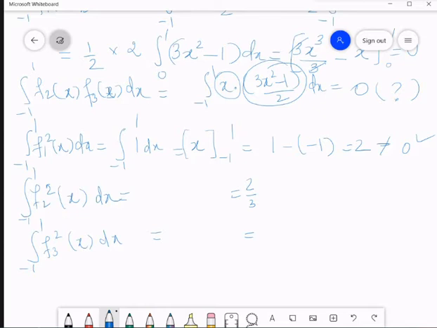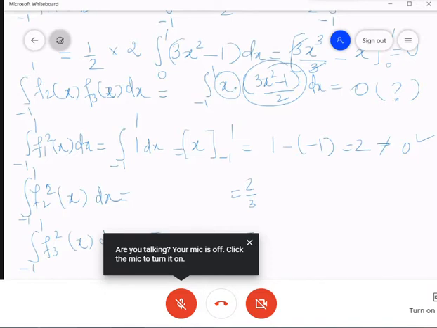Ma'am, 8/5. No, it's not 8 by 5. You missed out some factor which is there initially. There's 1 by 2 multiplied by 1 by 2. Ma'am, is it 4 by 5? No, it's 2 by 5. Just check out your answer. Very close. It's 2 by 5.